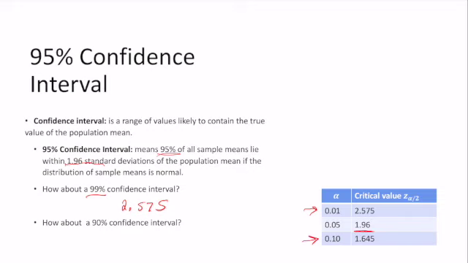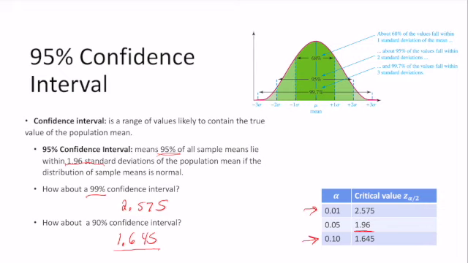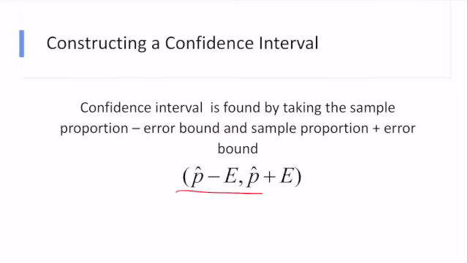And for a 90% confidence interval, I'm going to need to use the critical value of 1.645, right? So I am 90% confident, that means that 90% of all sample means lie within 1.645 standard deviations of the population mean. So here's how we find our confidence interval.